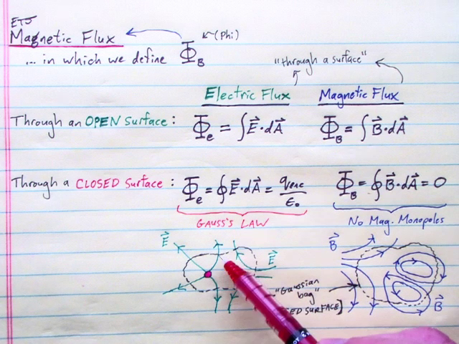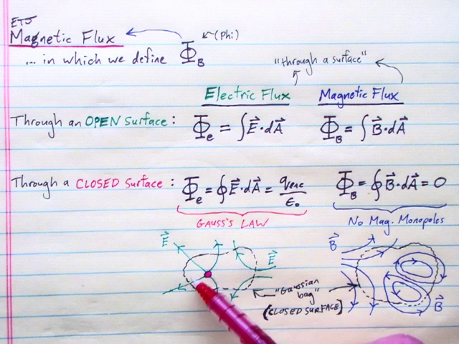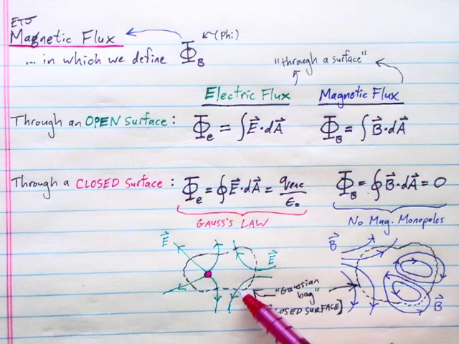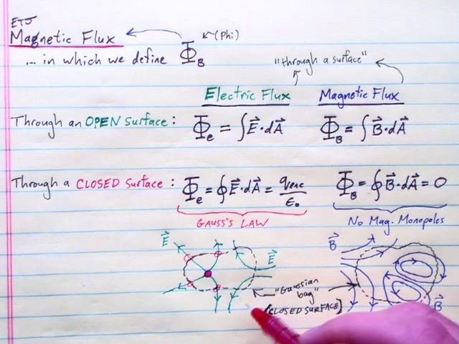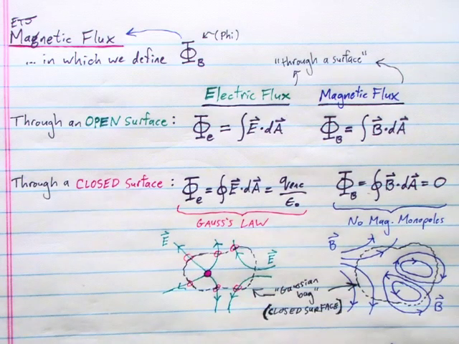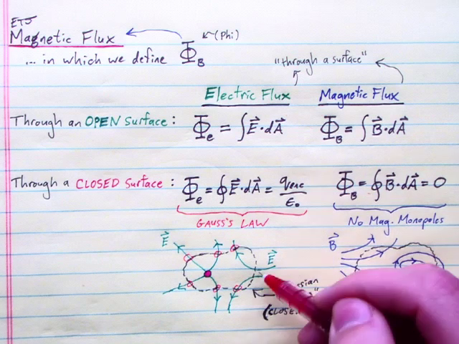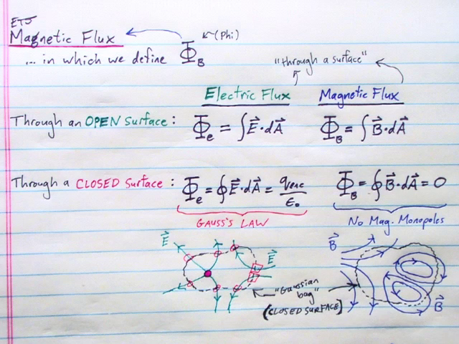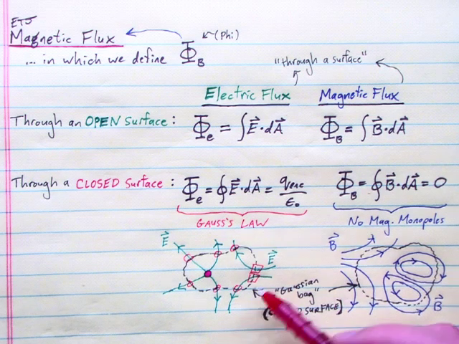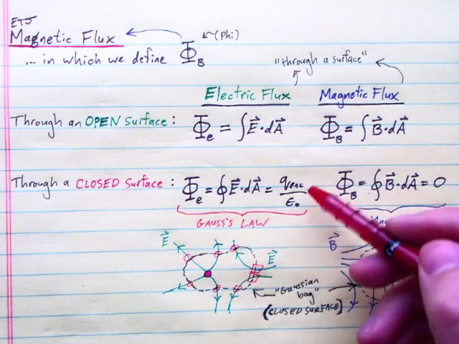So these lines leaving represent positive flux. That's positive flux here and here as well. So positive flux leaving our surface at all those locations, but then negative flux at these two locations here, where the field lines are coming inwards. Okay, so the net flux here is non-zero and proportional to that charge enclosed.